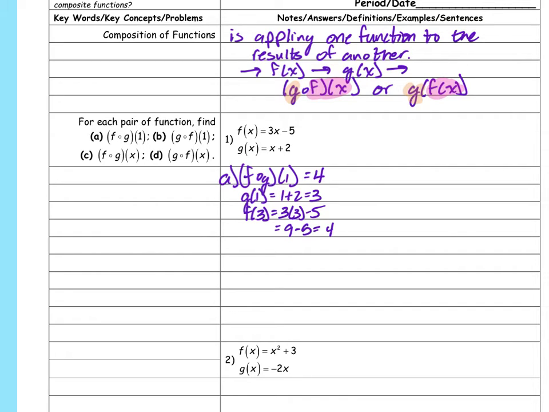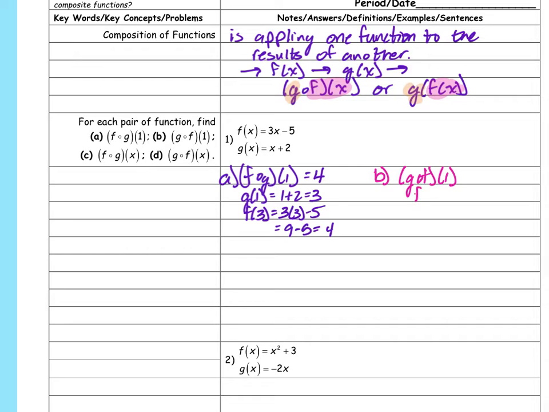So part B says we're going to do the opposite. So I'm going to do G of F of 1. This time, instead of putting it into G first, I'm going to put it into F first. Not going to get the same answer.